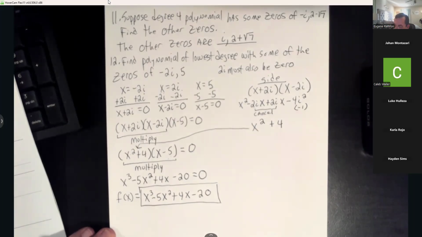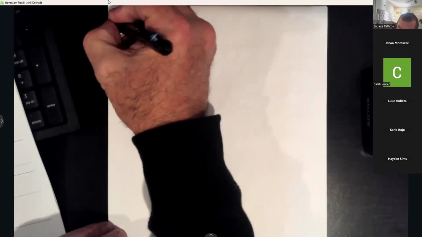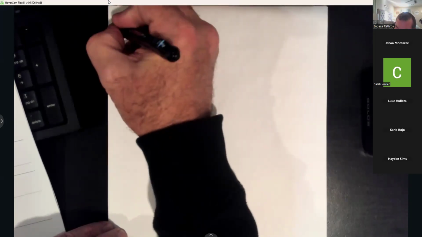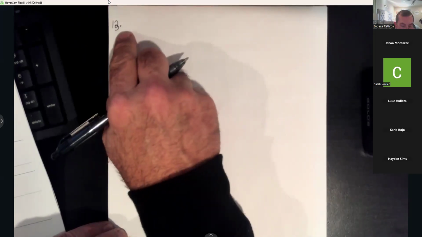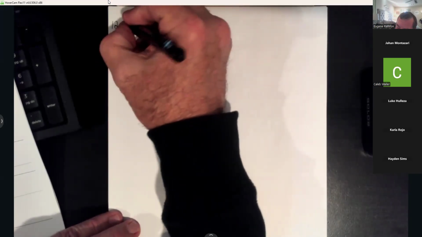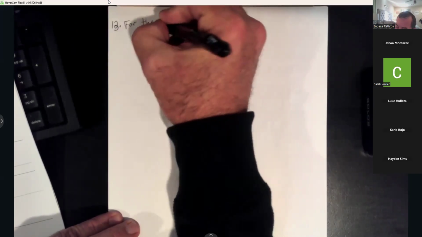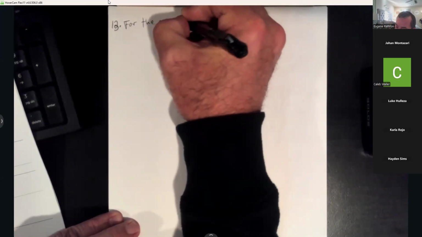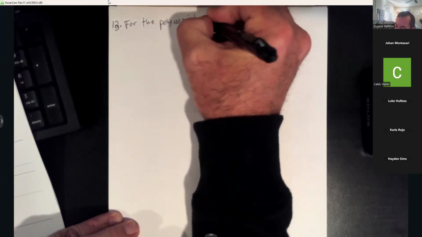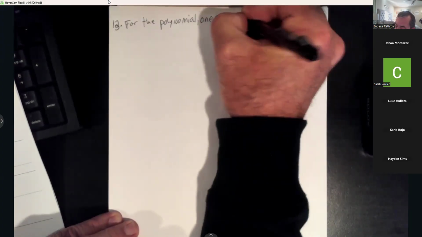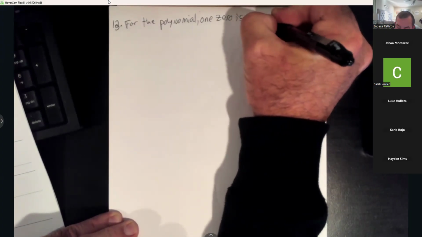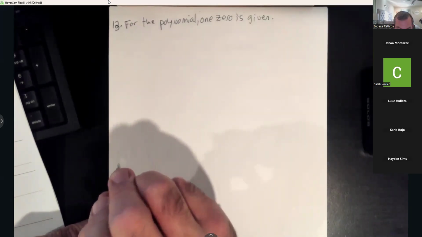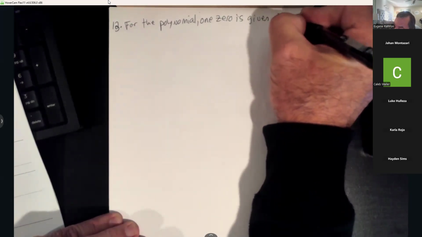All right, so next we got some synthetic division coming up. So number 13. So this is number 13. So for the polynomial, one zero is given. They want me to find the remaining zeros.